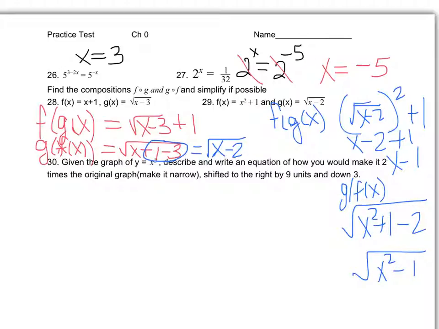Then your last thing, it asks for you to describe the graph. How would you make it? If you had an original graph of y equals x squared, how would you make it 2 times the original graph and shifted to the right 9 units and down 3? So you'd have y equals 2 times x minus 9, quantity squared, and then minus 3 because it's down.